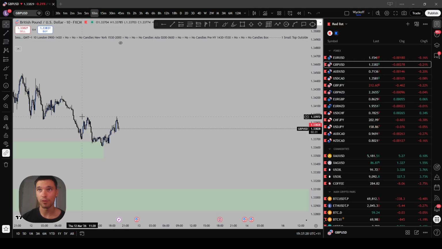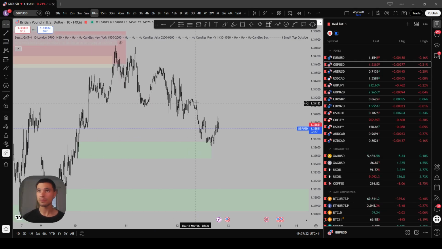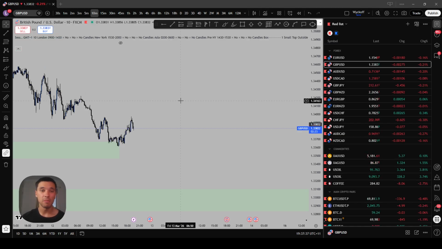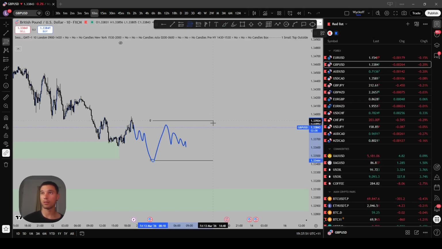Even here, we've kind of grabbed this high, just. But yeah, for the time being, I'm not really seeing anything. Maybe if we do something like this, and then come back up, this can be our range. But yeah, for the time being, not really.